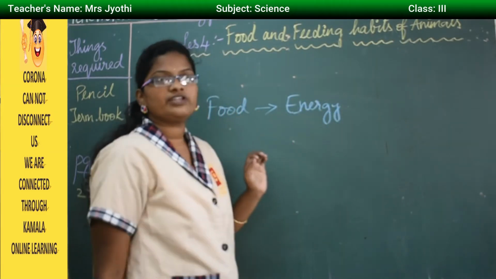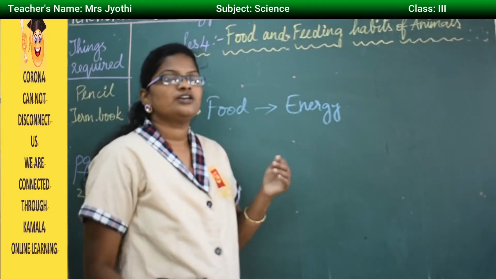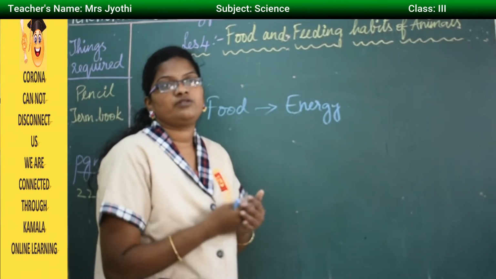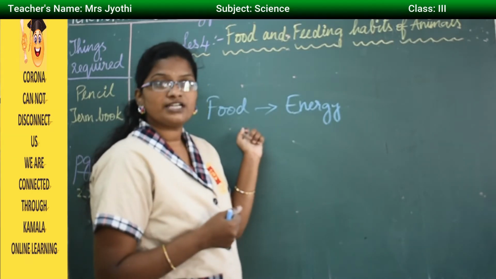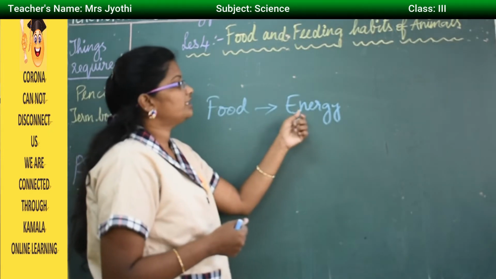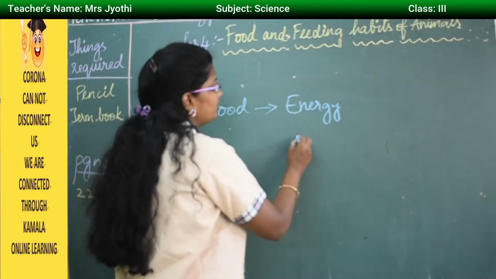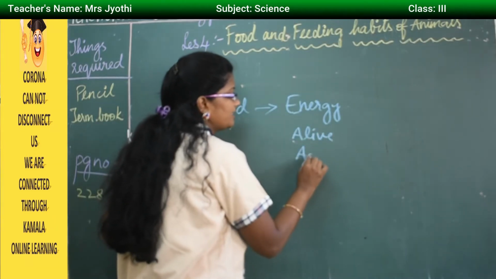What will it give? It will give energy to do the work for human beings and animals. If animals want to move from one place to another, they also need energy. So where does that energy come from? It comes from the food they eat. So it gives energy, and it will help them to stay alive and active.